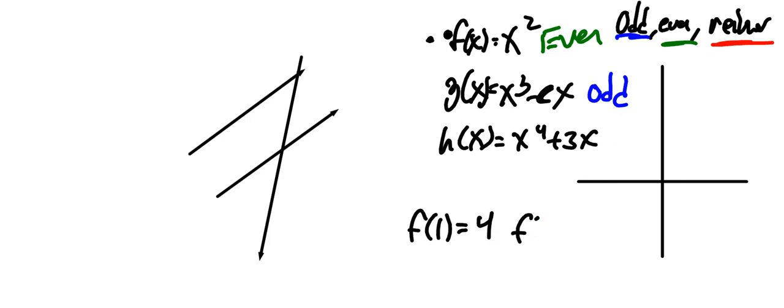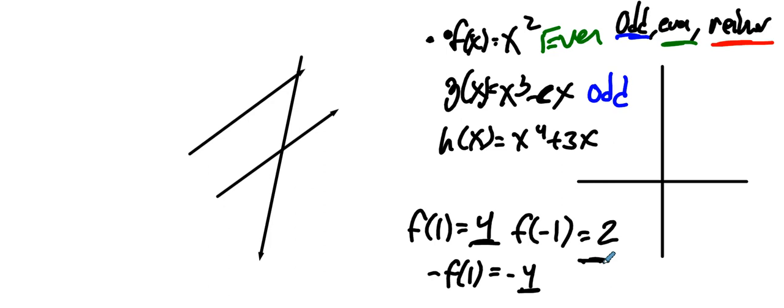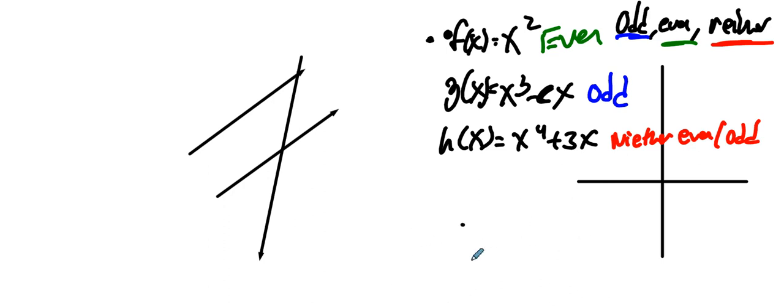F of negative 1: negative 1 to the fourth is 1, but negative 1 times 3 is negative 3, so it's 1 minus 3, which is equal to 2. And negative f of 1 is just equal to negative 4, because f of 1 equals 4. So there are no same values here. When you see none of those same values, that means this is neither even nor odd. So that's how you classify functions on whether they're even or odd.